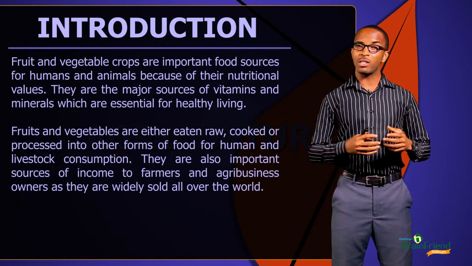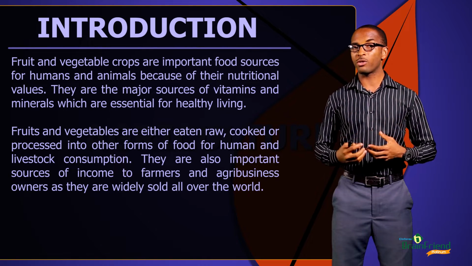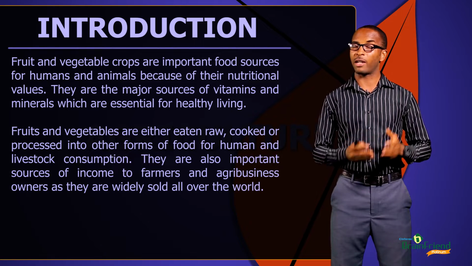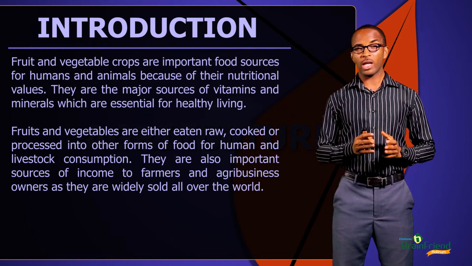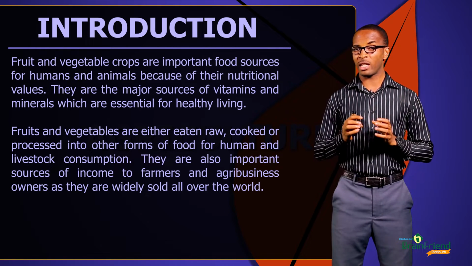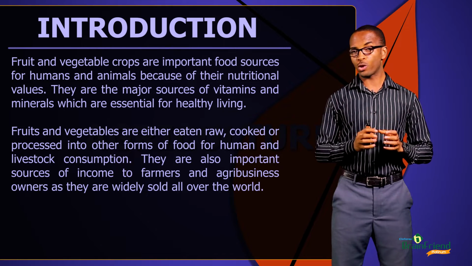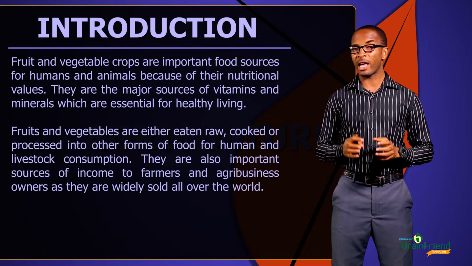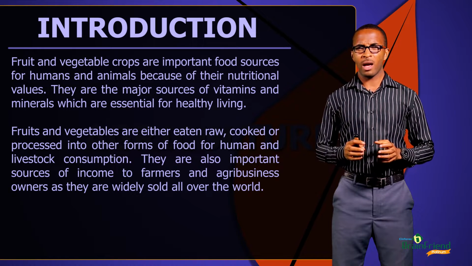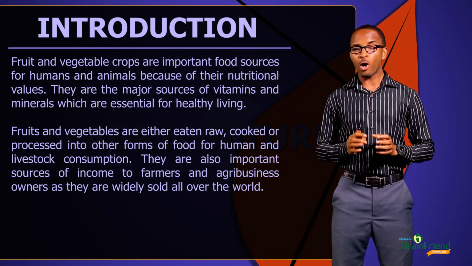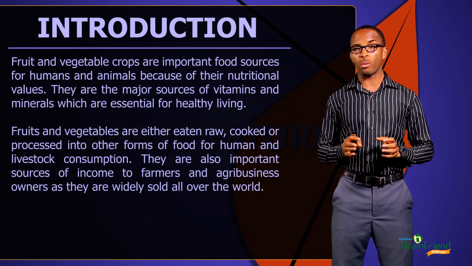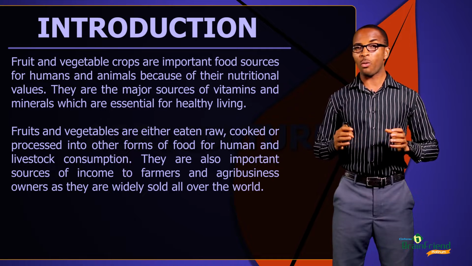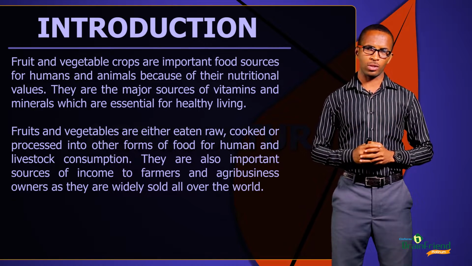Majority of the vitamins and minerals that our body requires to function well and to remain healthy are derived from fruits and vegetable crops. Fruits and vegetables can be eaten either raw, cooked, or processed into other forms of food that humans and livestock can eat. Aside from these, they are also an important source of income to farmers and other agribusiness owners because they are widely sold all around the world.